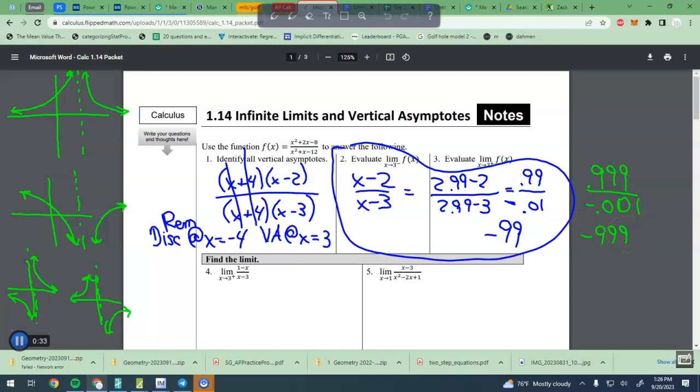So then if I do one more, I'm kind of running out of room here. But let's say I do 2.9999, so 4 9s. The top would now be 0.9999. The bottom would be negative 0.0001. And if I divide those, I get negative 9999. I'm not even close to the 3 yet. So if I did 2.99999 and just kept going, what's going to happen to this number?